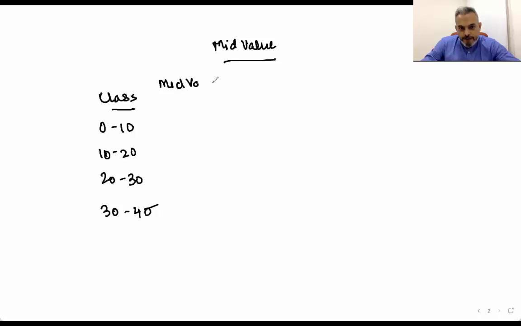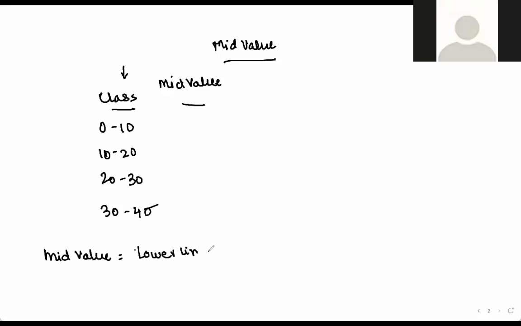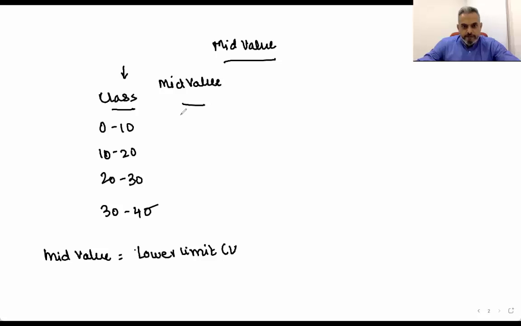When you do the chapter on mean, for a continuous frequency distribution like this, you will always have to find the mid value. So what exactly is mid value? Let me write it over here. Mid value is equal to lower limit plus upper limit divided by 2. So I'll write LL plus UL.